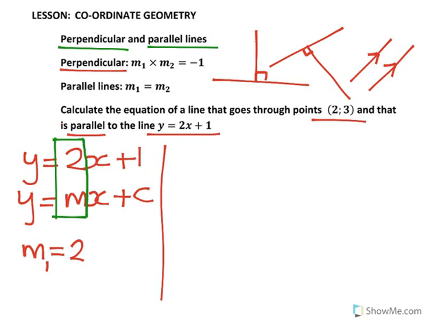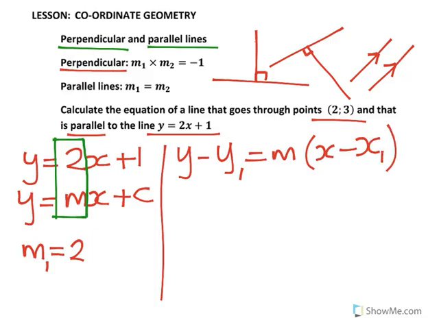That line goes through the points (2, 3). So now you can use the equation y minus y1 is equal to m times (x minus x1). Now you have got a point (2, 3). Remember that particular line passes through (2, 3). This will be your x1, this will be your y1. So now you know the gradient is what?